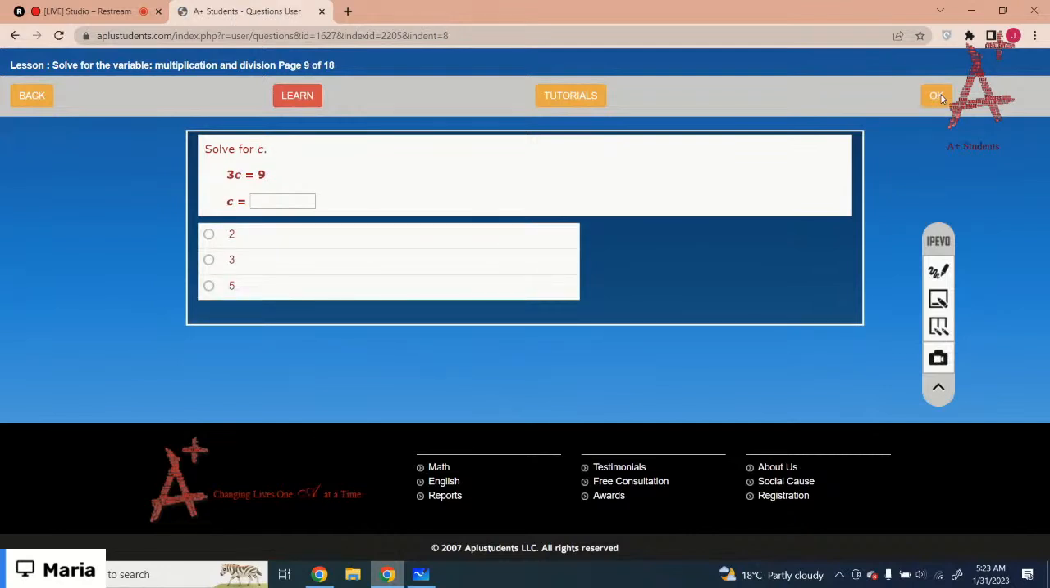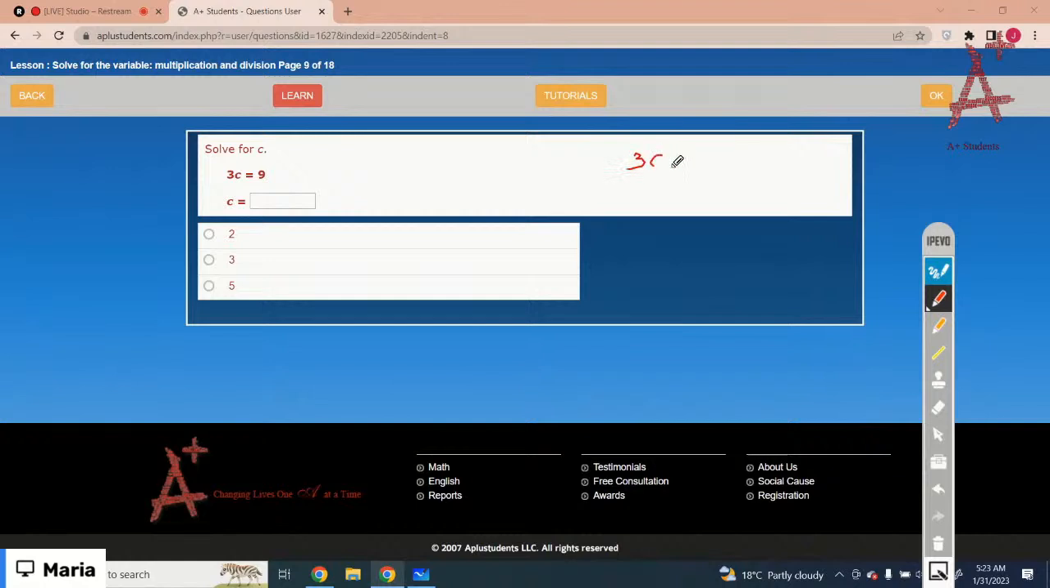Okay, the next one is 3c equals 9. So again 3 is multiplying to c. So opposite to multiplication is division. Divide both sides by 3 because you have to remove this 3. Got it? 3 times 1 is 3 and 3 times what number is 9? 3 times 3 is 9. So the correct option is 3. Got it?